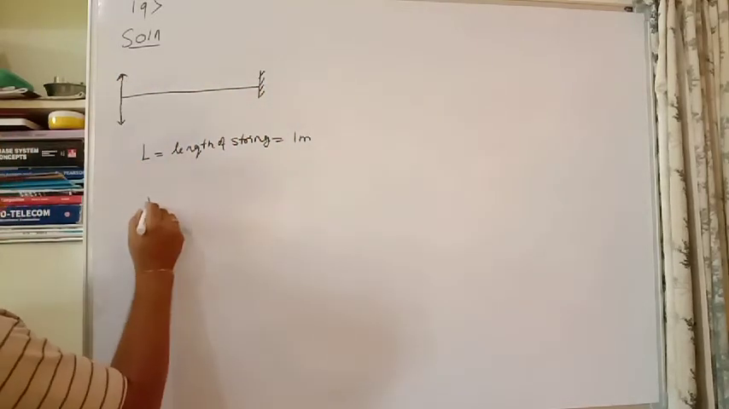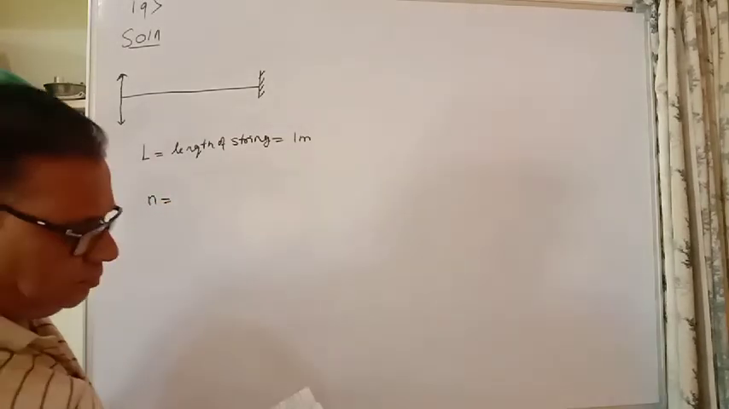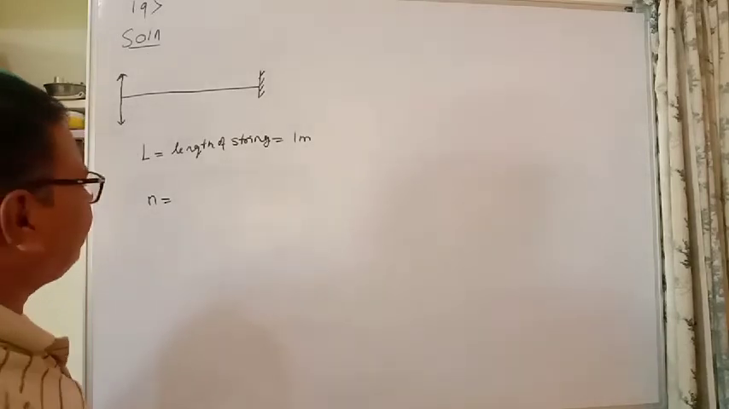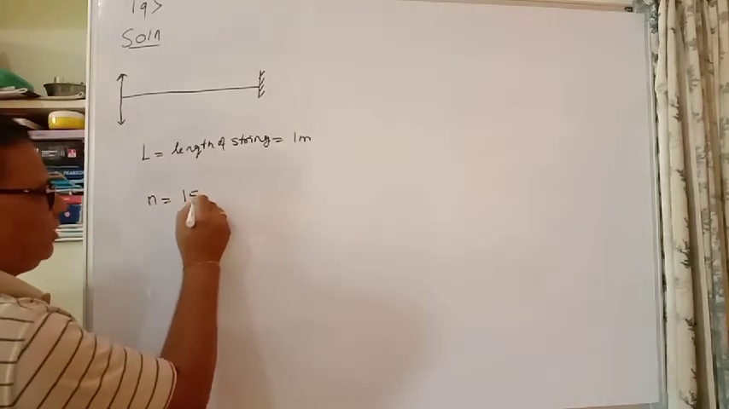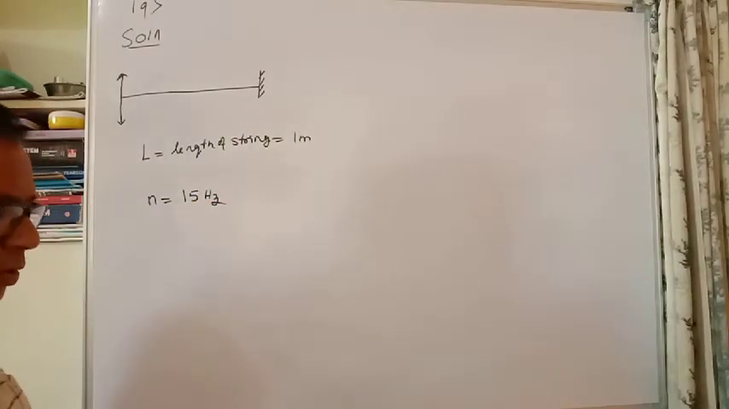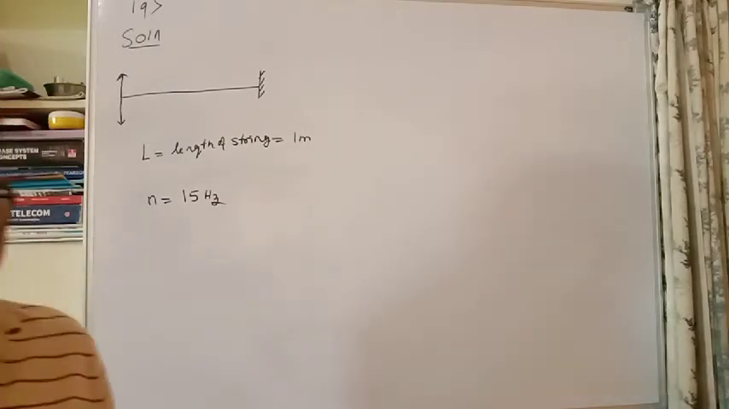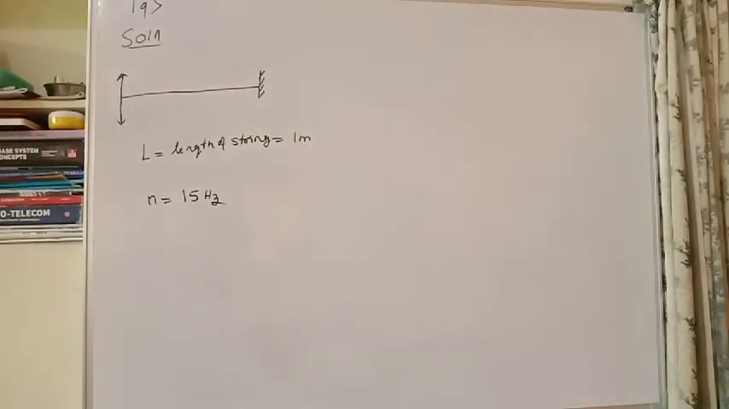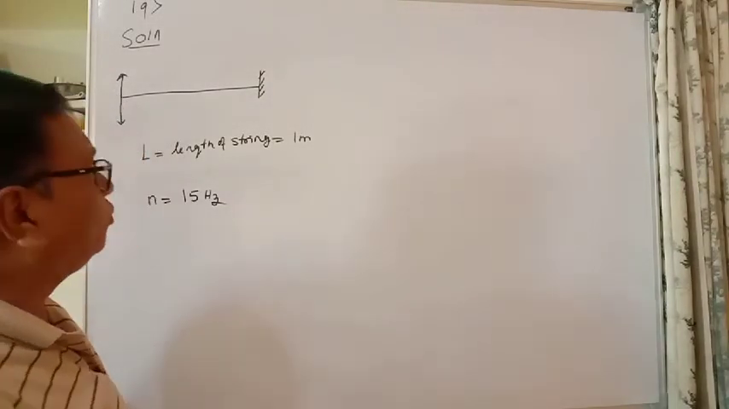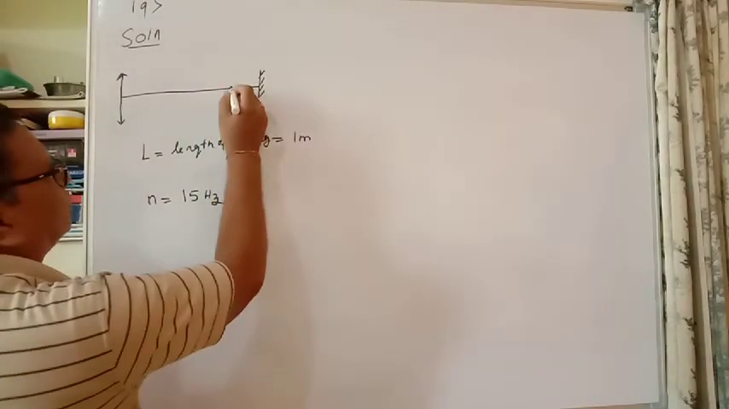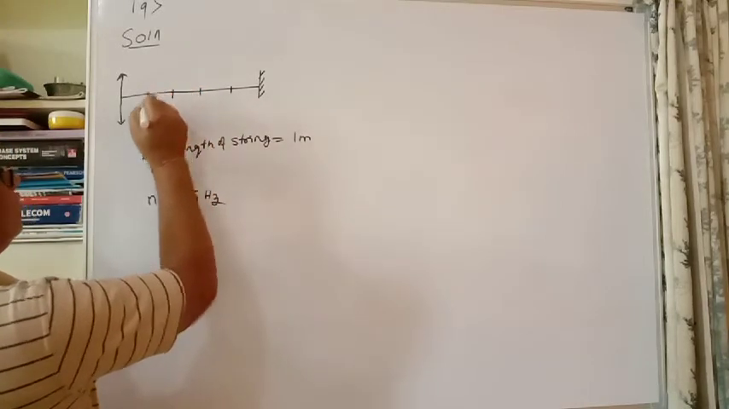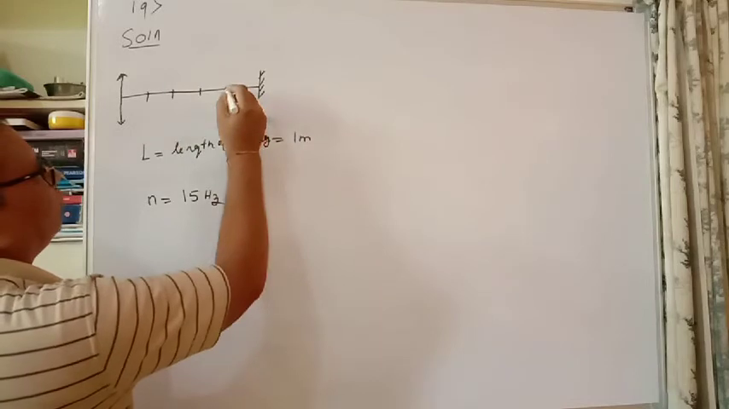The frequency of vibration of string is, the other end is moved up and down with a frequency 15 hertz. Due to this, a stationary wave is formed with four complete loops. 1, 2, 3, 4. So four complete loops are formed.